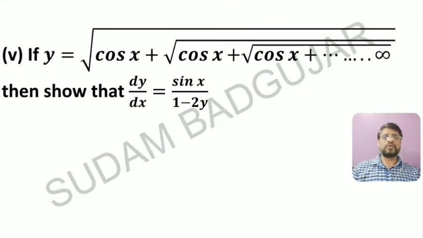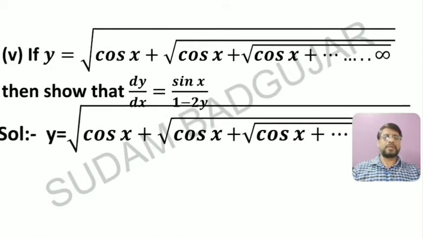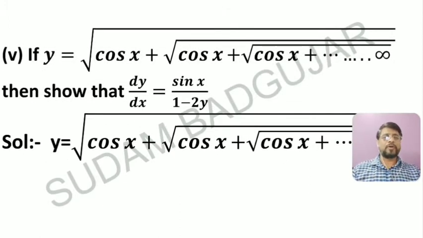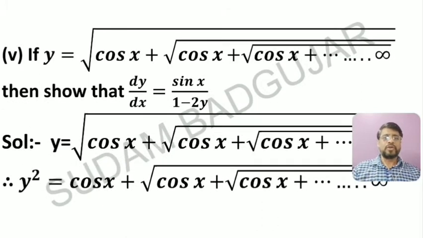If y is equal to under root cos x plus under root of cos x plus under root of cos x up to infinity, then show that dy by dx is equal to sin x upon 1 minus 2y. See, the given function is y is this one. It is again under root form. So after squaring, you will get y square is equal to cos x plus under root cos x plus under root cos x up to infinity. And this second term is nothing but y. So it becomes y square is equal to cos x plus y.